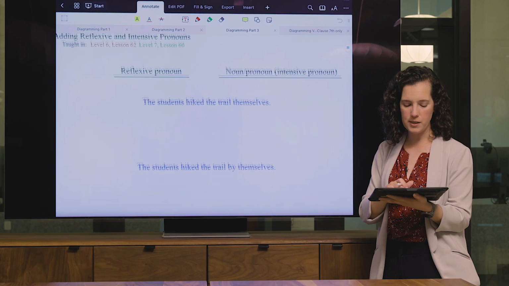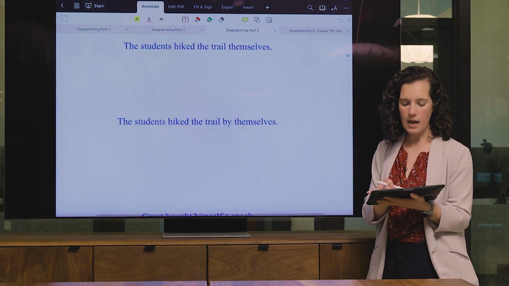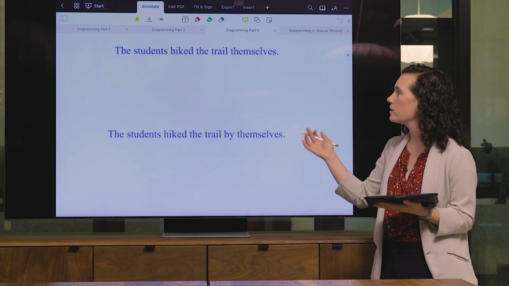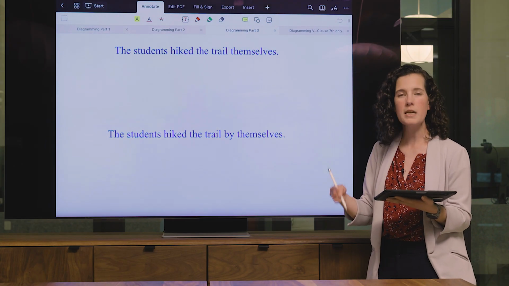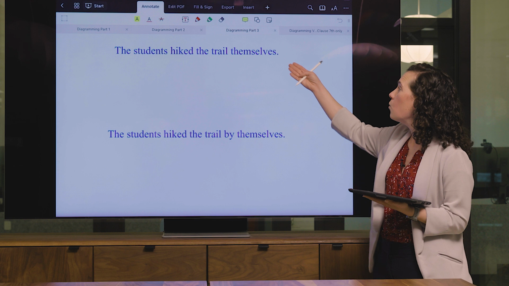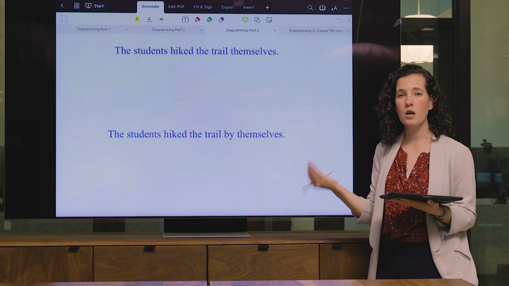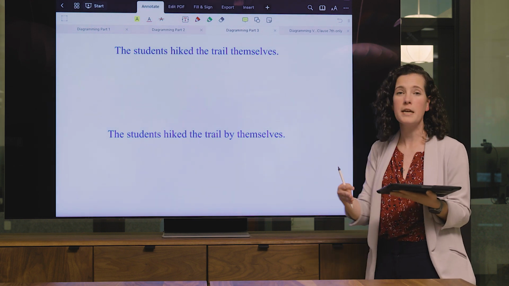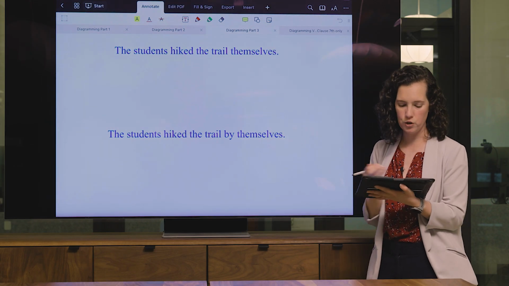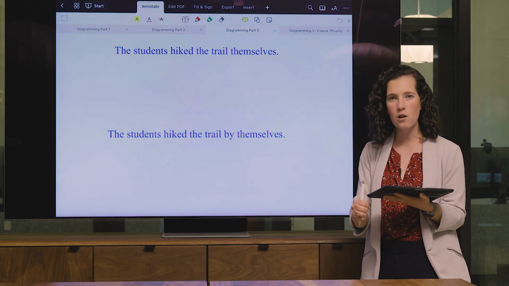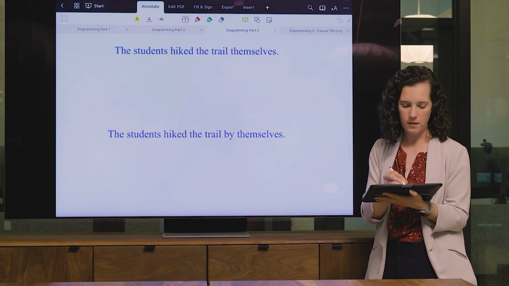So let's look at this first sentence. The students hiked the trail themselves. Our sentence without the word themselves says the students hiked the trail. We don't need the word themselves to understand what's happening in the sentence. The students hiked the trail. Themselves just adds emphasis to the word students. The students themselves hiked the trail.